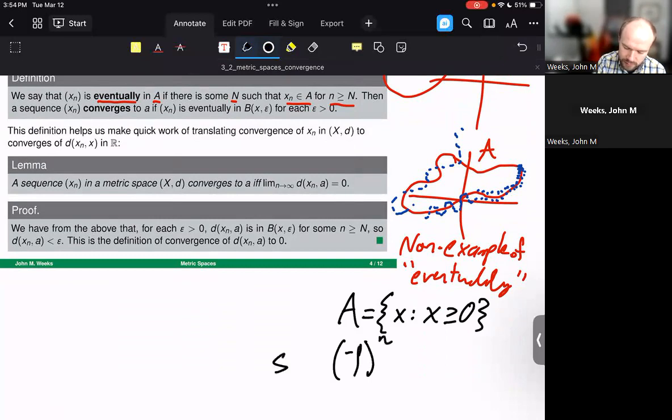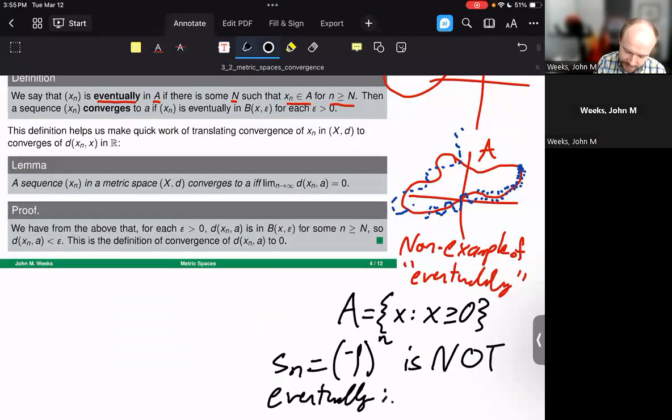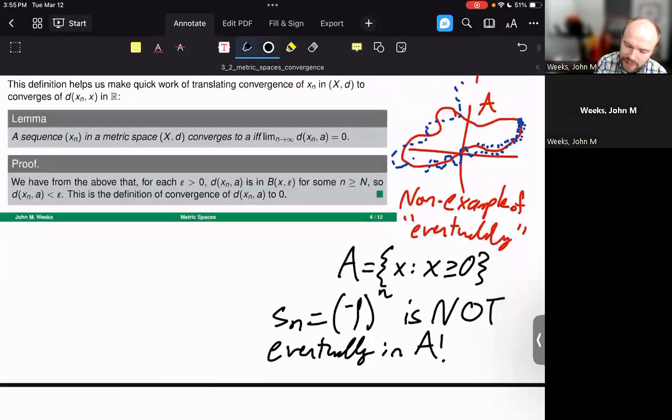(-1)^n is not eventually in A. It is not eventually in A because even though there's infinitely many values, namely all of the even values inside of this sequence that are in A, it is not all going to be inside of A past a certain cutoff point. Notice that this is true even if you take, instead of (-1)^n, something like, let's say, (-1)^n over n^n. All right, so something like this will not work either.